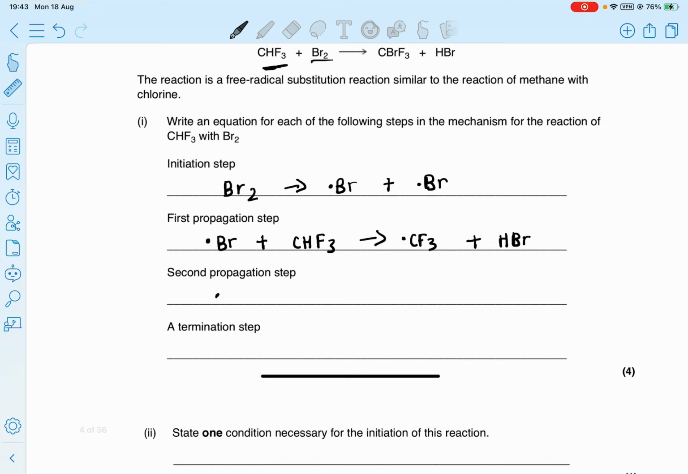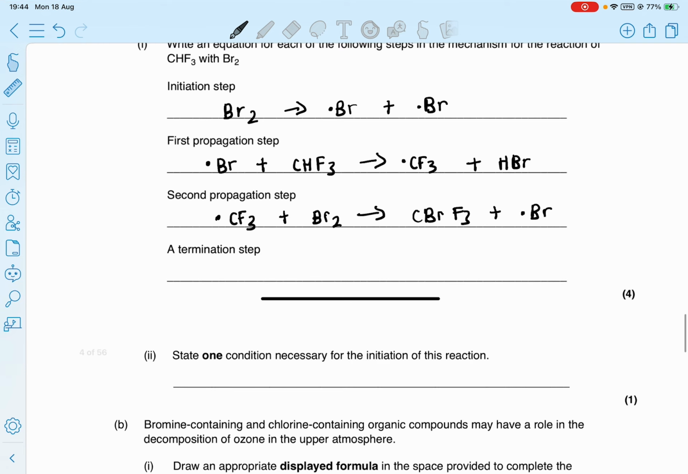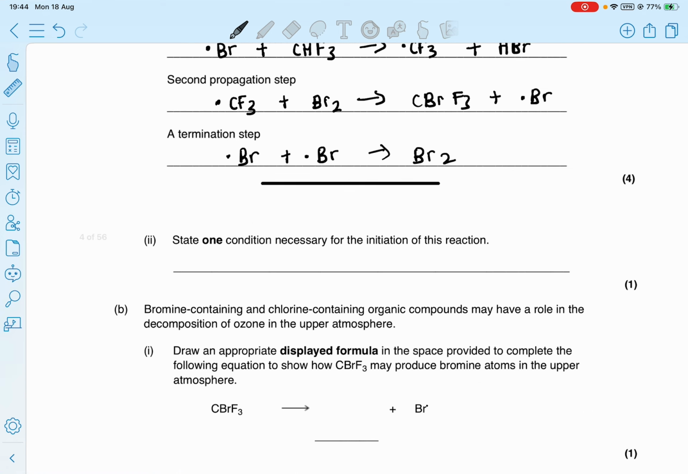Now, we always start off with the radical, we add bromine, and that leaves us with CBrF3 plus Br radical. Now to terminate this is pretty simple. We can do any termination step. My favorite one is the simplest one, the opposite of the initiation. So Br plus Br to get Br2. State one condition necessary. As stated before, it's UV light.